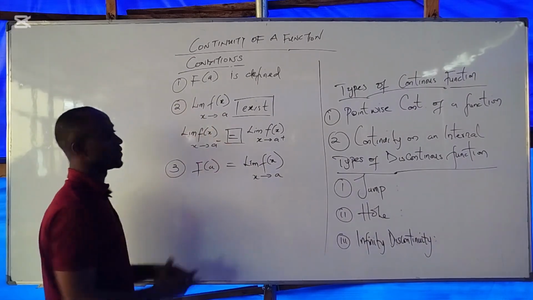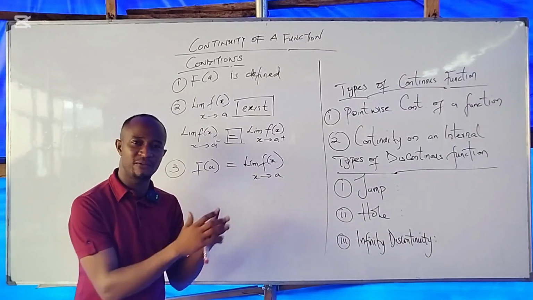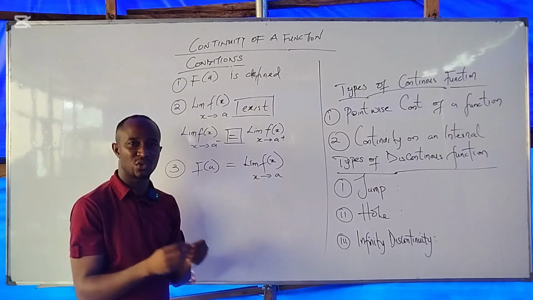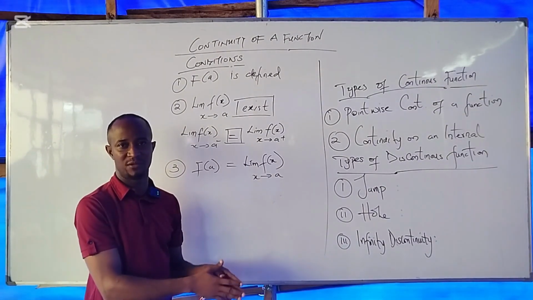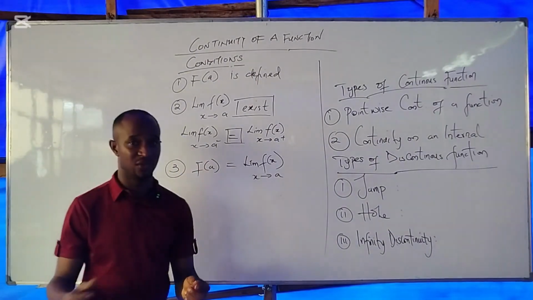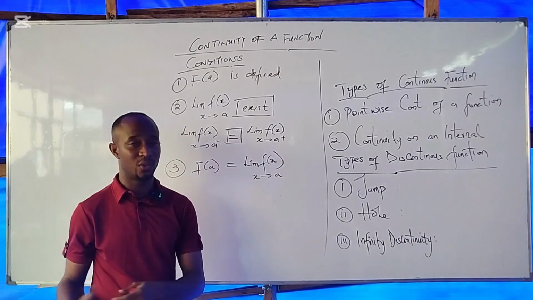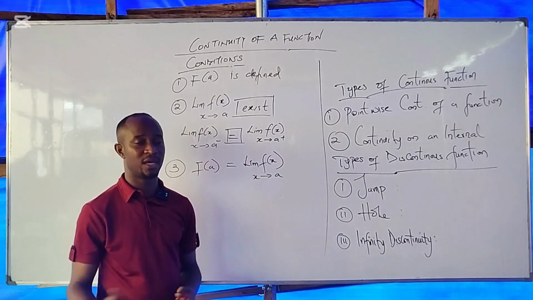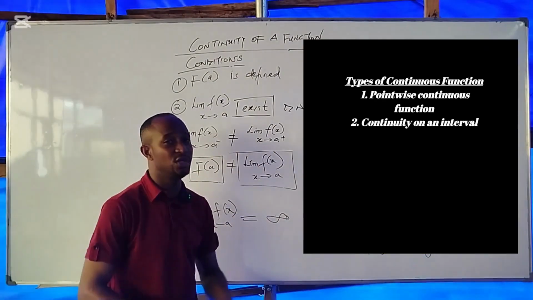So if these three conditions are satisfied on the particular function given, that means that function is continuous at that point that was given. All right. Now, if any of these conditions fails, that means the function is discontinuous. So we can actually have a discontinuous function. Okay. So here we have types of continuity of a function.